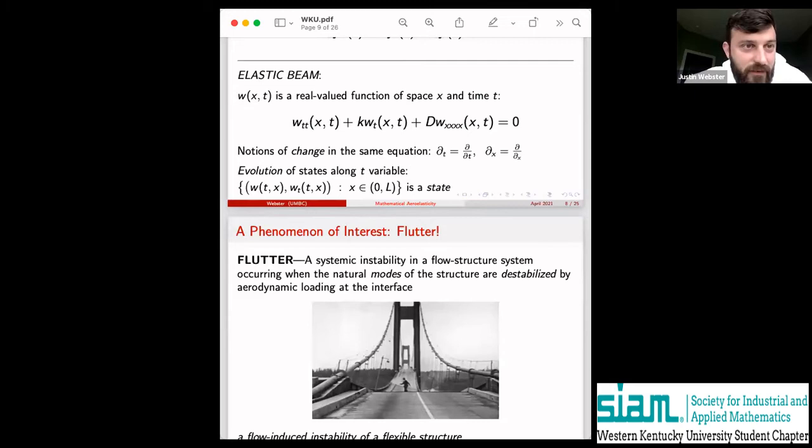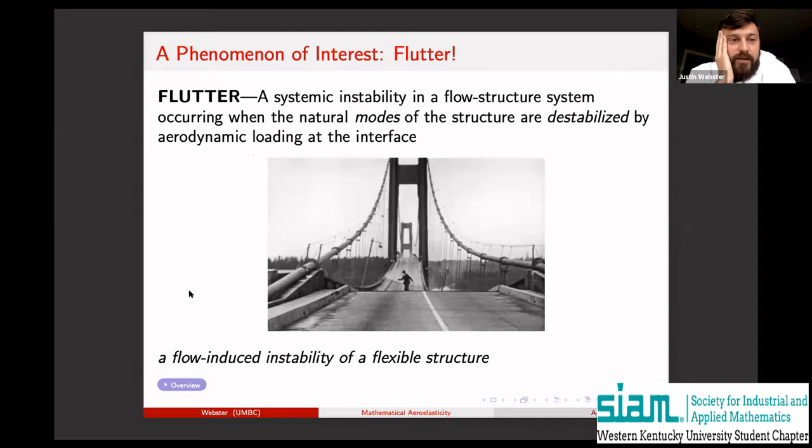Okay, so that's flutter. In the words that I wrote up here, it's a systemic instability in a flow structure system. So it's not a structural instability, it's not a fluid or flow instability, it's somehow the coupling between the two. So in the case of the bridge, the presence of the wind on the particular fateful day interacted with the oscillations or vibrations of the bridge in a very, very particular way, which brought down the bridge. And I'll talk more about that in a second.